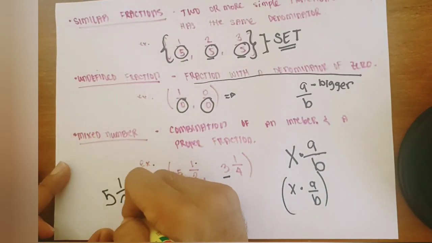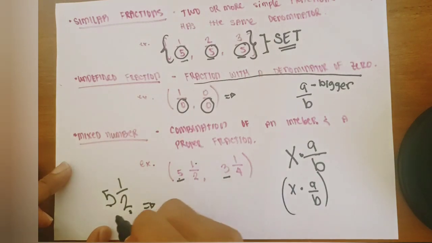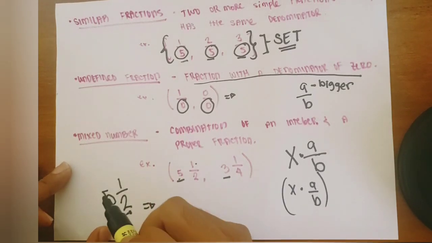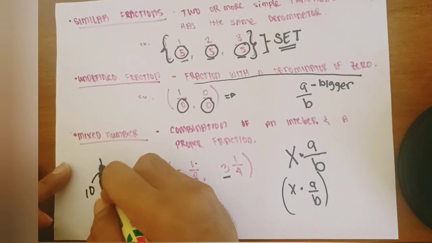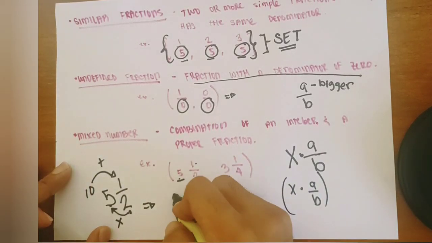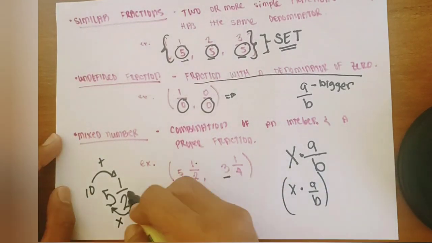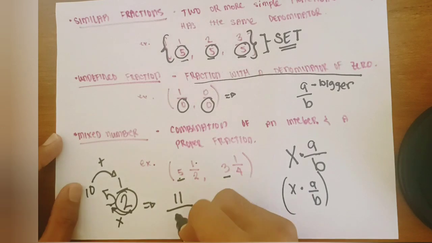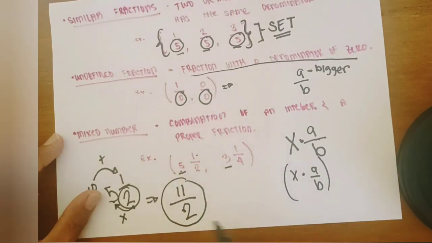5 and 1 over 2. Ang una natin ginagawa is i-multiply natin ng 2 ang denominator with the whole number. So, ang makukuha natin dyan is multiply this to 10. Pag nakuha natin yung 10, i-add naman natin yung 1 sa numerator. So, plus. So, magiging 11. Over, ang denominator naman natin is, just copy the denominator of the previous one. So, 11 over 2. Ayan ang improper ng 5 and 1/2.